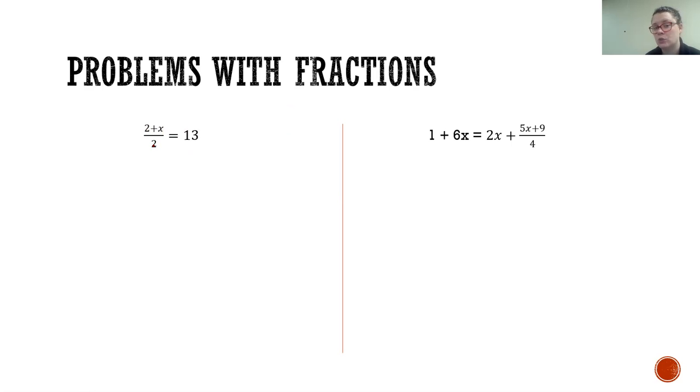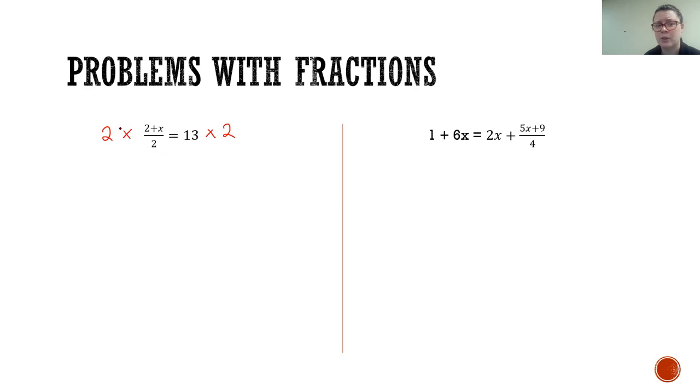Again, this 2 is divided by 2, this x is divided by 2. So we'd have to distribute the divide by 2 to both of them, but that's always complicated. The easiest way to deal with fractions is to get rid of the fraction. So this is 2x plus 2 plus x divided by 2. So why not multiply both sides by 2?